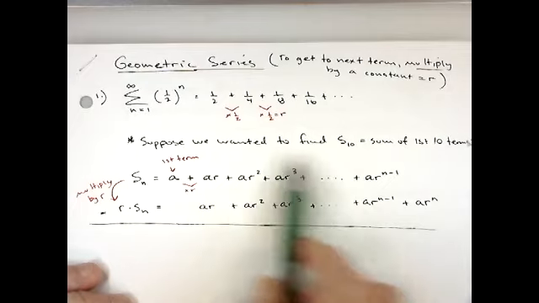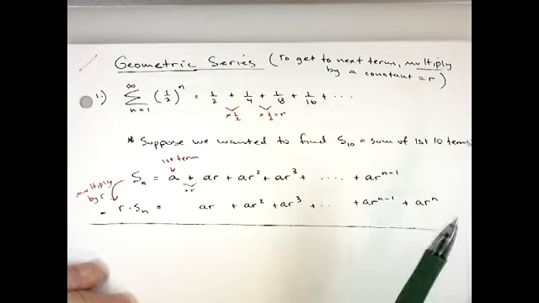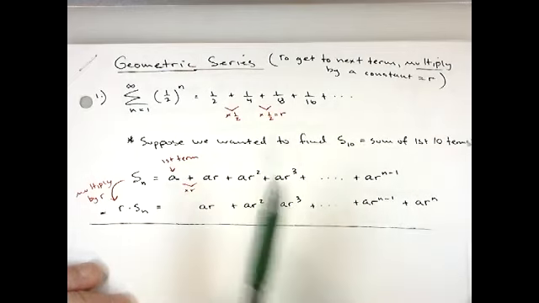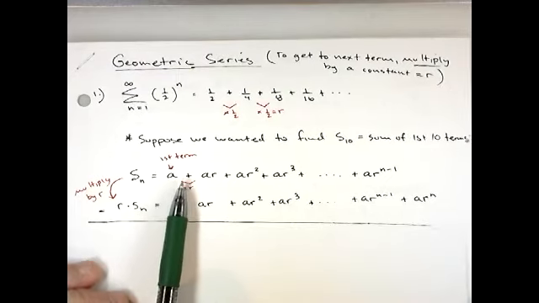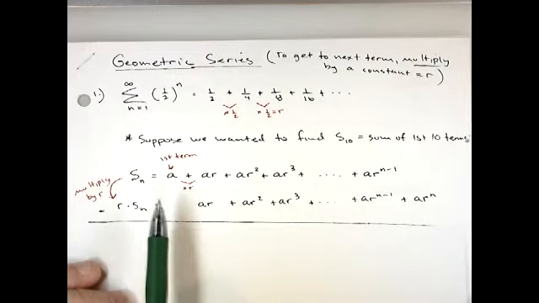So let's say we wanted to explore that. Let's say we wanted to find the sum of the first 10 terms just to see what happens, whether we're getting a big number or a small number. There is a general formula for the sum of the first n terms of a geometric series, and it's a good one to know.